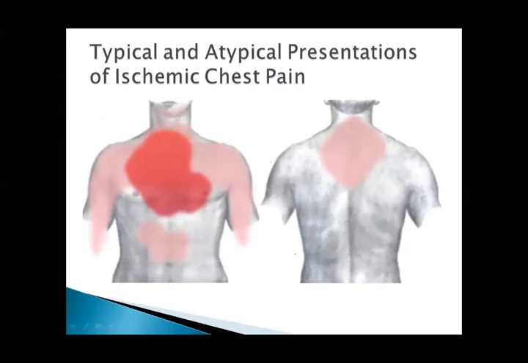Next, typical and atypical presentation of ischemic chest pain. Typically, you will feel pain in this region of the chest. Atypically, sometimes there can also be back pain. So this can also happen. It is not necessary that the pain will always be in the front chest area. Sometimes back pain can also be due to a cardiac problem, ischemic chest pain.